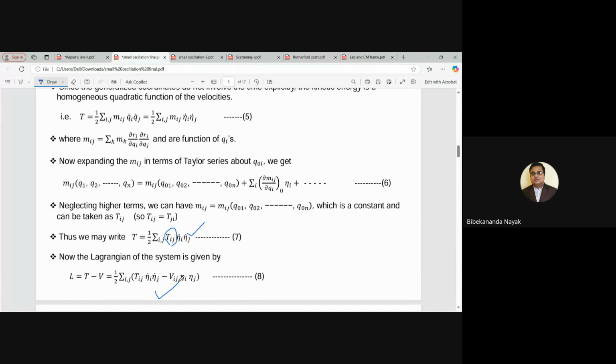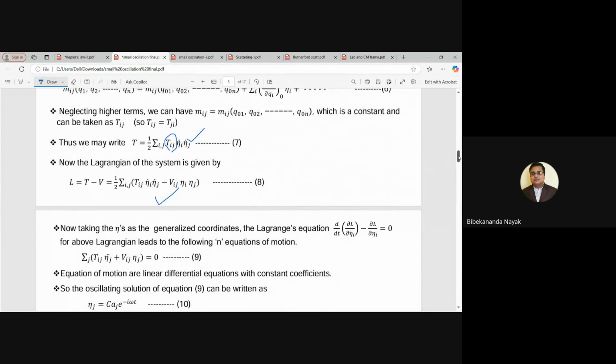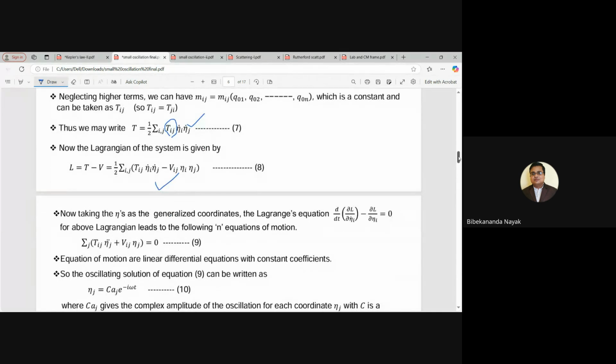Clear? Hello? Yes, sir. With the formulation of the problem, in the examination problems are asked, but how do I calculate it? So this is the Lagrangian.